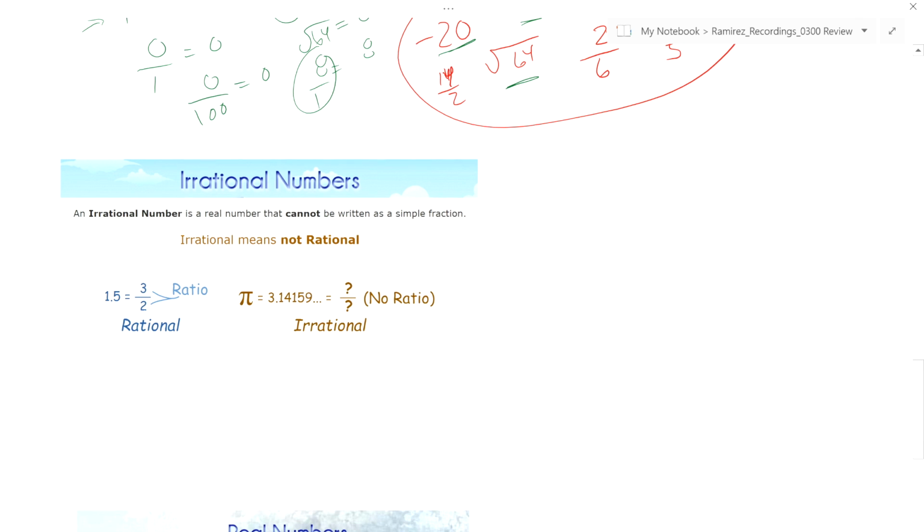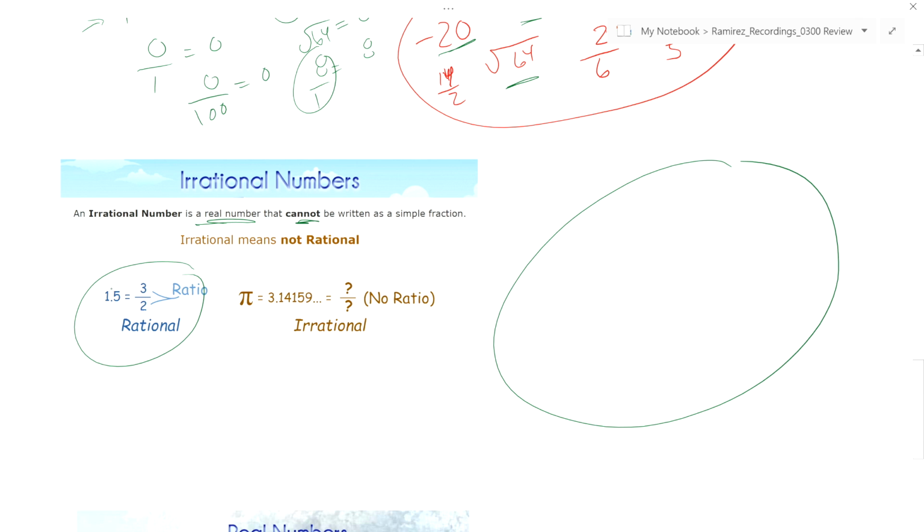Now we have irrational numbers. Well, an irrational number is a real number that cannot be written as a simple fraction. And so here, if you remember, we have a rational number. We have an integer in the top and an integer in the bottom. Great. But we have this decimal right here, 1.5. We were able to rewrite 1.5 into its fraction form.